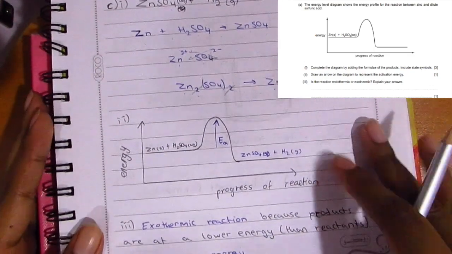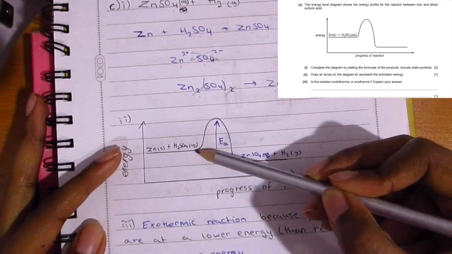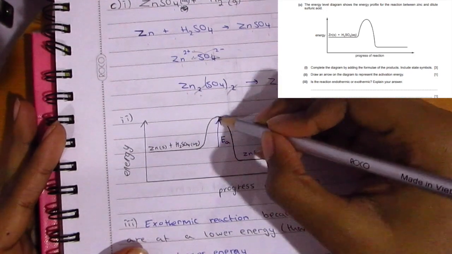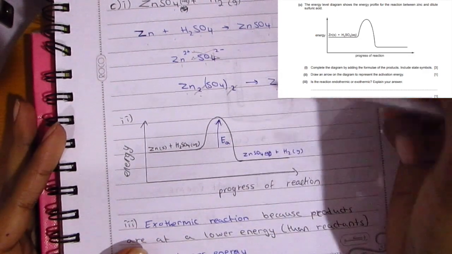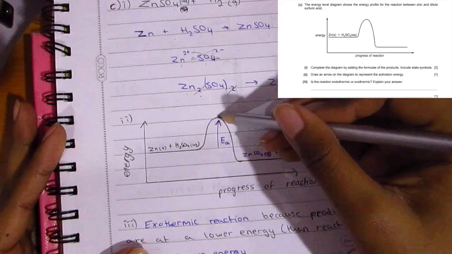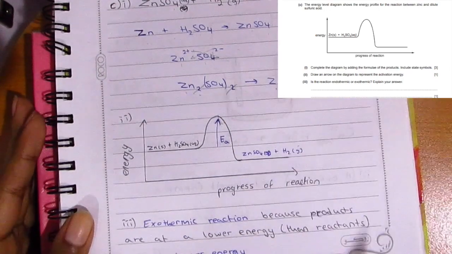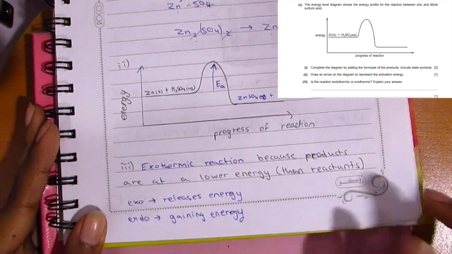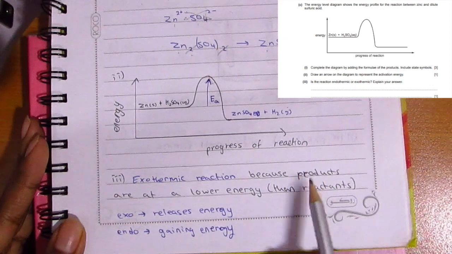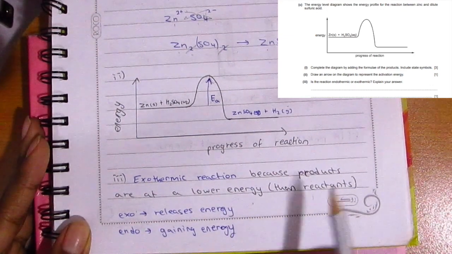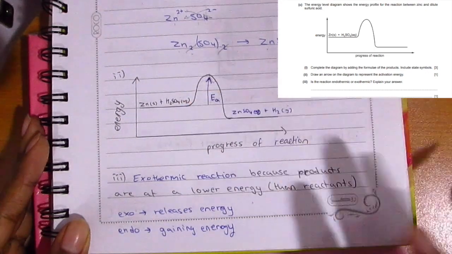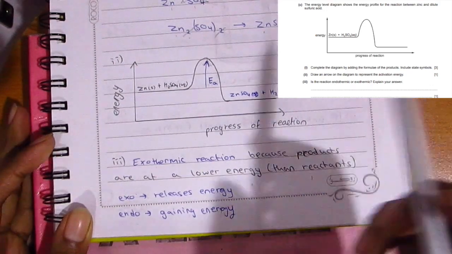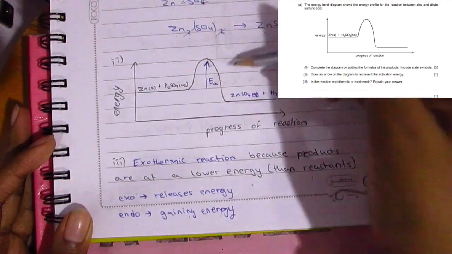Now, they told us to place the activation energy. The activation energy is going to be between the reactants and the highest point, and that's the energy that's needed in order to start the reaction. And it's going to be facing upwards. So make sure the arrow faces upward and not downwards because you need more energy, not less energy. Now this reaction is exothermic because the products are at a lower energy level than the reactants. Exothermic means the release of energy and endothermic means gaining energy. So if it was endothermic, the products would have more energy than the reactants, so they'd be placed above the reactants.